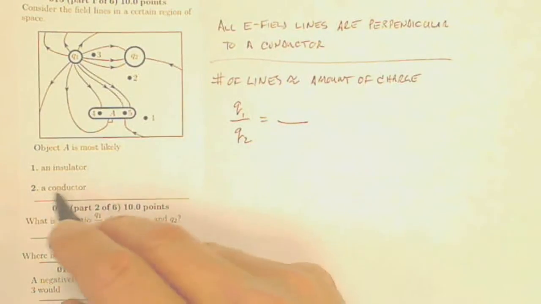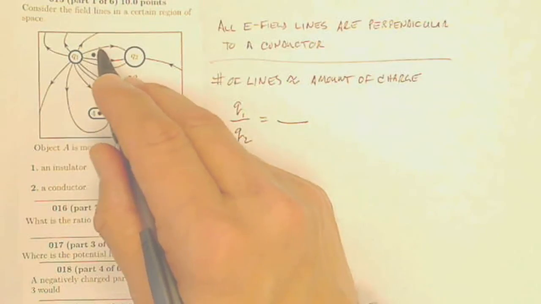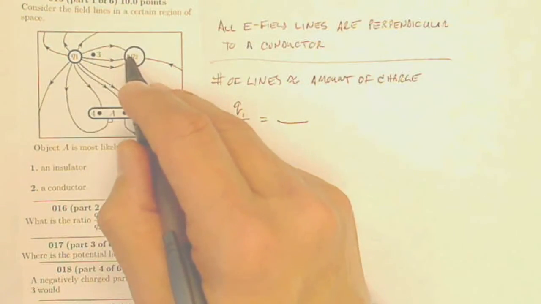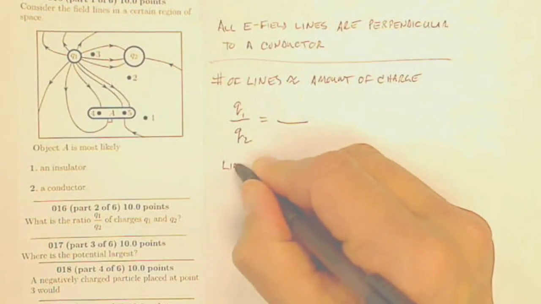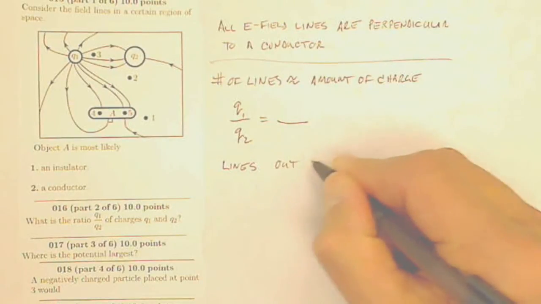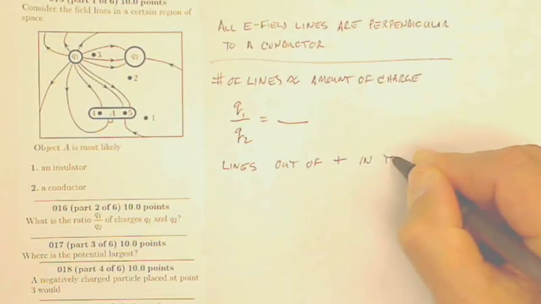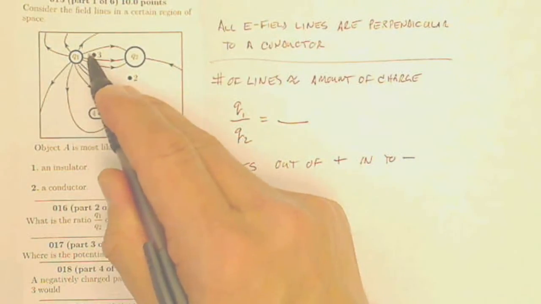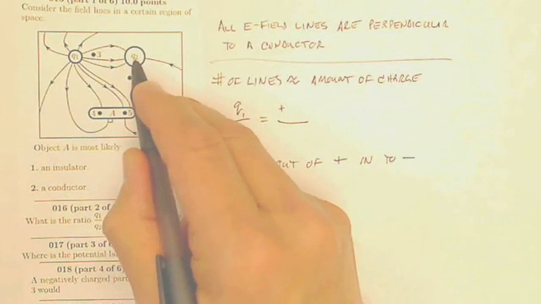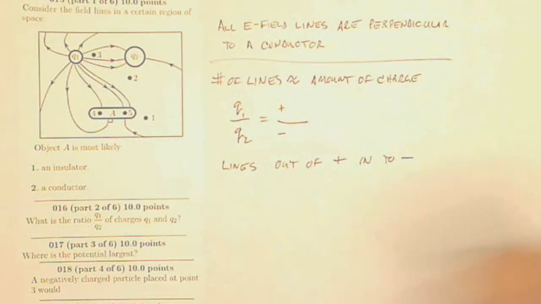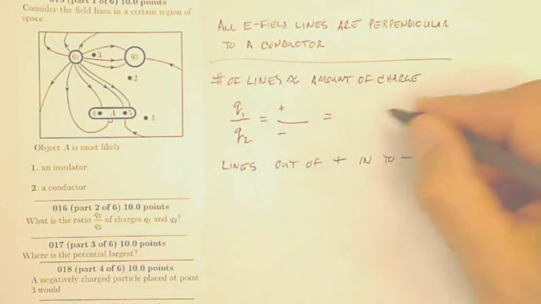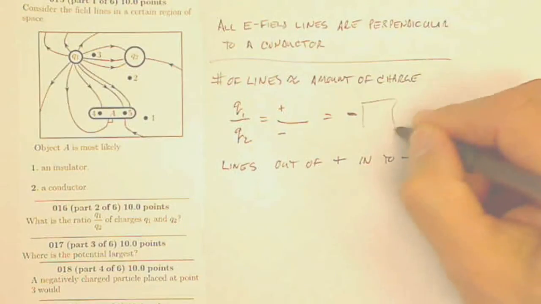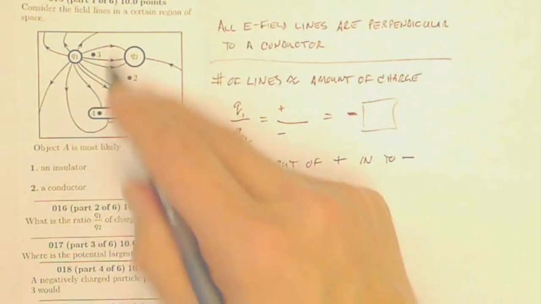Then you have to pay attention to positives and negatives, because Q1 has lines going out of it and Q2 has lines going into it. I know that electric field lines go out of positive and into negative. So this one has lines going out of it, so it's positive on the top. This one has lines going into it, so it's negative on the bottom. So the ratio Q1 over Q2 is not going to be an absolute value, but a negative number. So it's going to be negative some answer. And again, count the lines, that's your ratio.